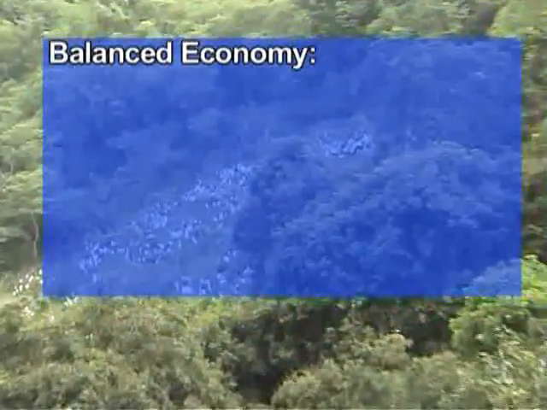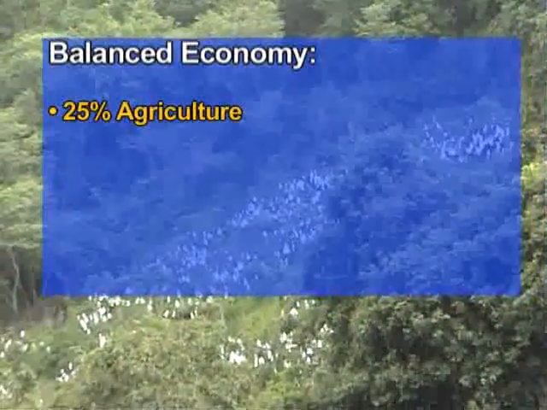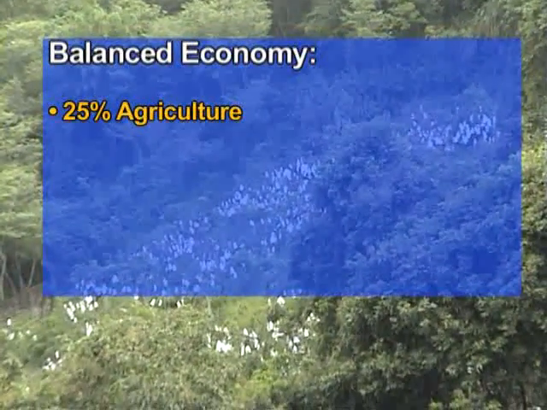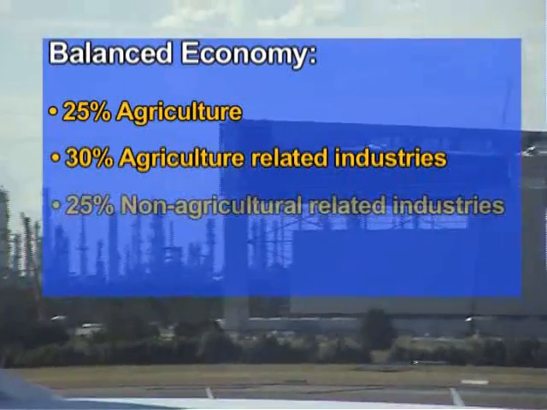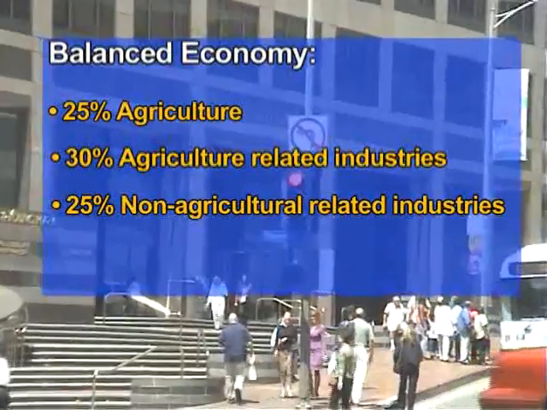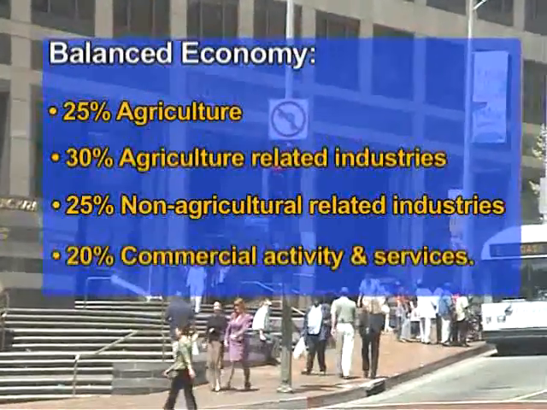Ideally, approximately 25% of the workforce would be engaged in agriculture, with 30% in agriculture-related industries. A further 25% would be in non-agricultural industries, with 20% in commercial activity and services. Prout believes the economy should be balanced. If one sector is too predominant, this is unhealthy. For example, some first world countries exploit third world countries to meet their lack of agriculture or industrial goods.